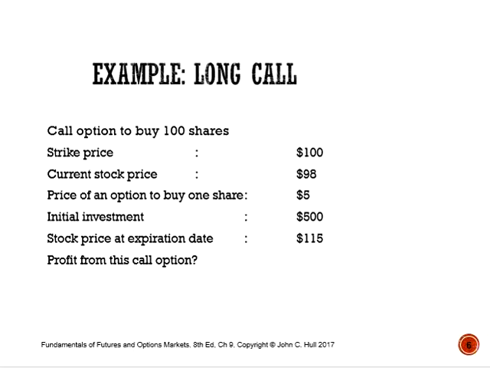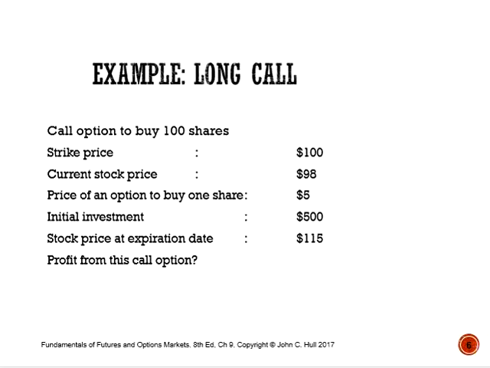Because the option is European, the investor can exercise only on the expiration date. If the stock price on this date is less than $100, the investor will clearly choose not to exercise. There is no point in buying for $100 a share that has a market value of less than $100. In these circumstances, the investor loses the whole of the initial investment of $500. If the stock price is above $100 on the expiration date, the option will be exercised.